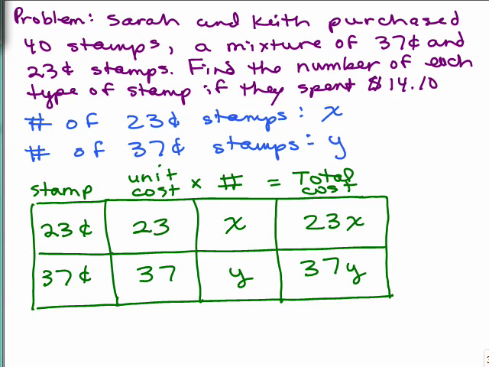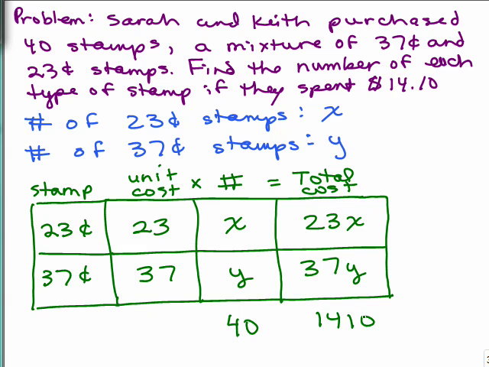Now let's look back at the original problem. It says they purchased 40 stamps. That's talking about how many stamps they purchased. And this column, the number, tells you how many stamps they purchased, right? They purchased X of the 23-cent stamps, Y of the 37-cent stamps. So they purchased 40 stamps. Does that make sense? What was the total cost of all these stamps? $14.10. Remember, I'm doing everything in cents, so I'm going to put 1,410.